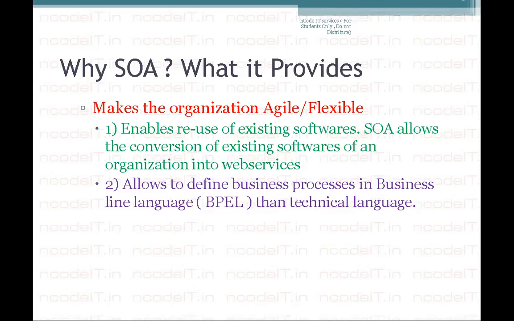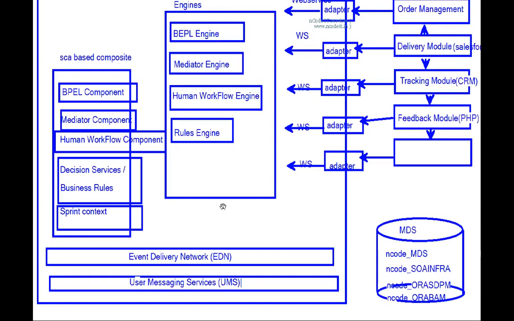Alright, so these are the two things that we talked about yesterday. It allows the reuse of the existing softwares. It uses adapters to allow such a usage. Using an adapter, it converts every software into a service. The second thing, it uses what is called a BPEL language, Business Process Execution Language. Using the BPEL language, you will be able to define a business process.